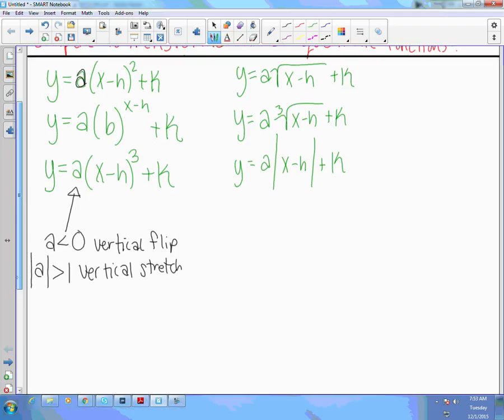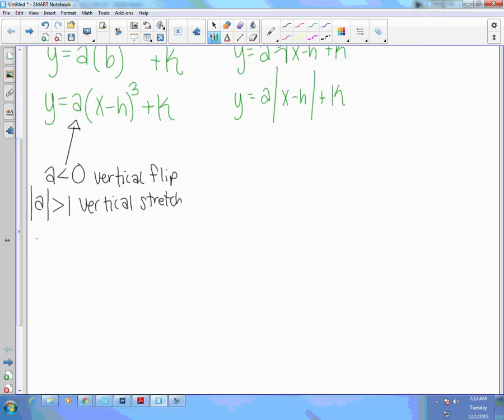Our other option is when the absolute value of a is between 0 and 1, like a fraction, or it can even be a decimal. Like the fraction 1/3 is between 0 and 1. If I go up 1, out 3, am I going up more or out more? Out more. So the graph gets wider. It's not a vertical stretch, it's a vertical compression, because you're pushing it down.